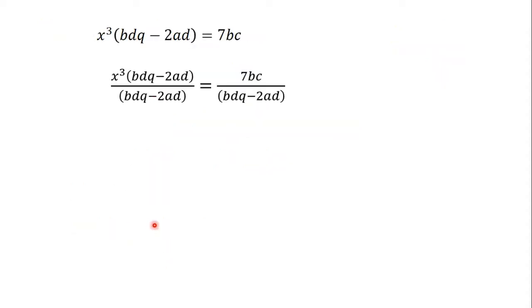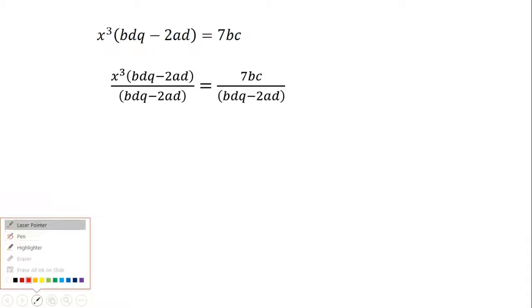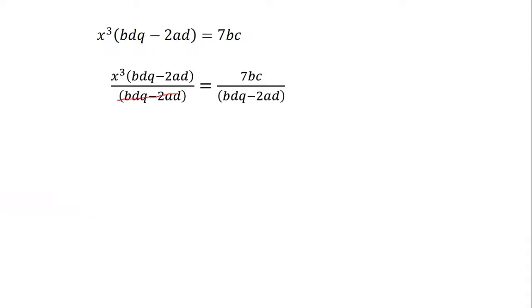So we divide the left hand side by BDQ minus 2AD. We divide the right hand side by BDQ minus 2AD. When you do that, we can see that this will cancel this as we have done here. So x exponent 3 will give us 7BC divided by BDQ minus 2AD. So x exponent 3 is now alone here.